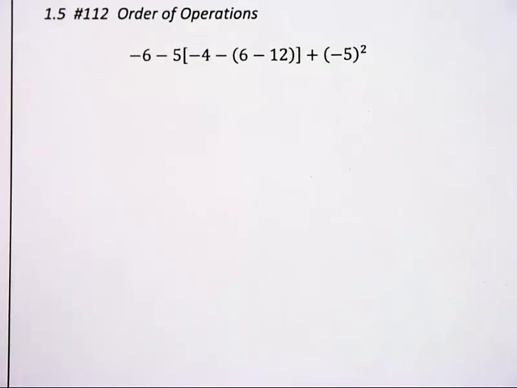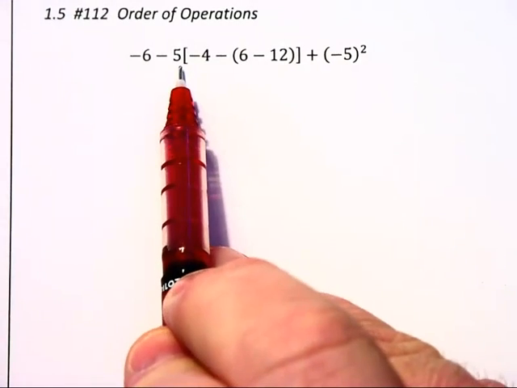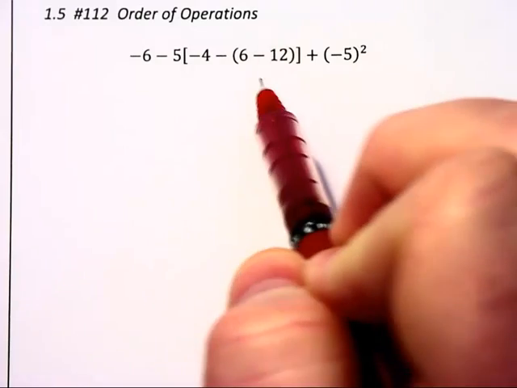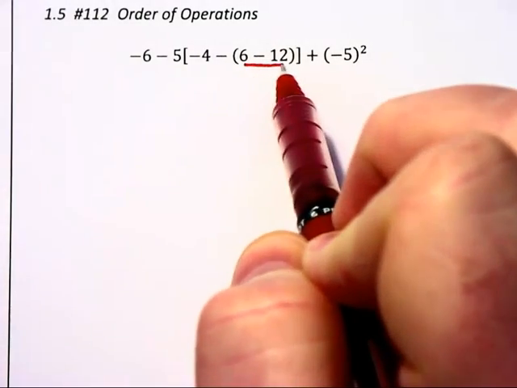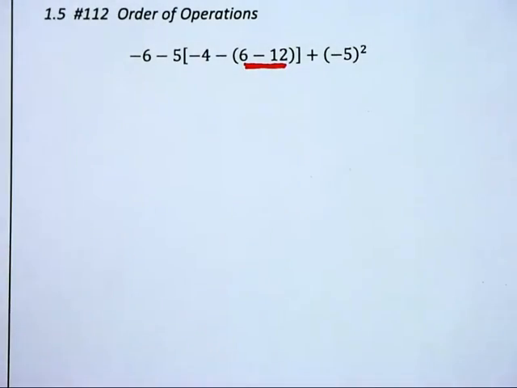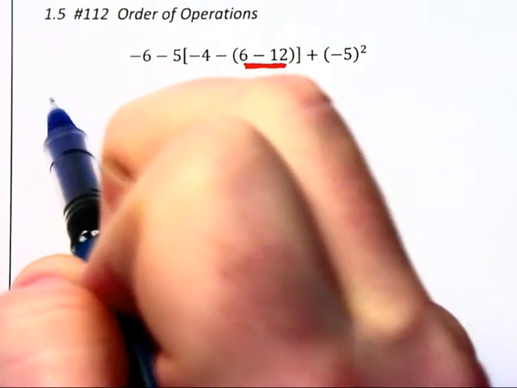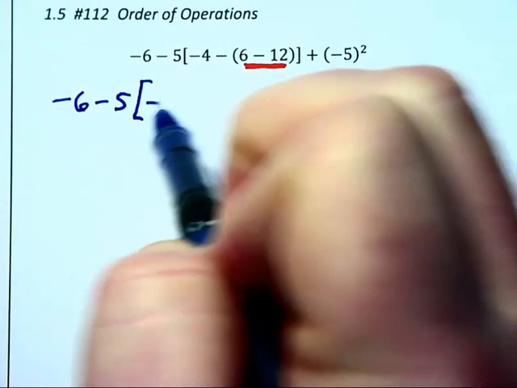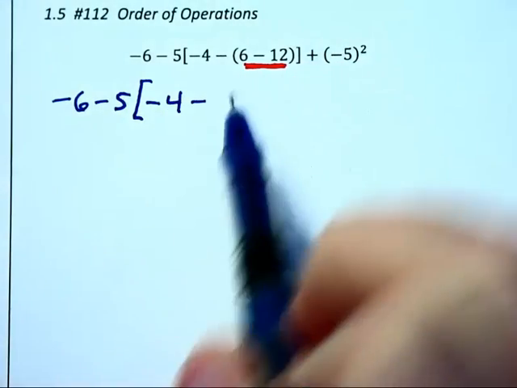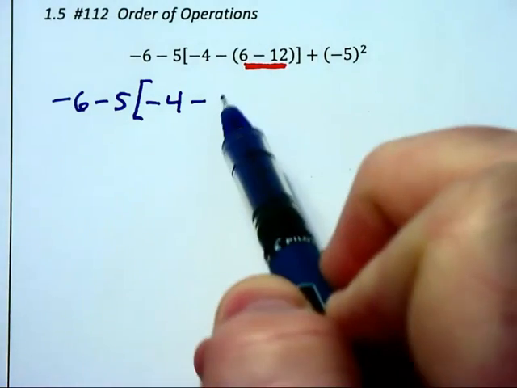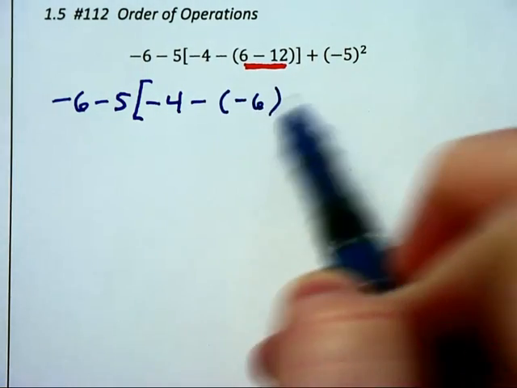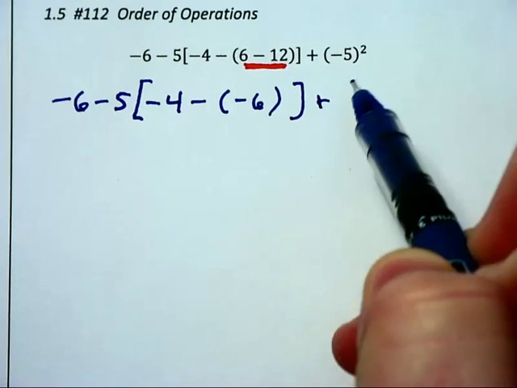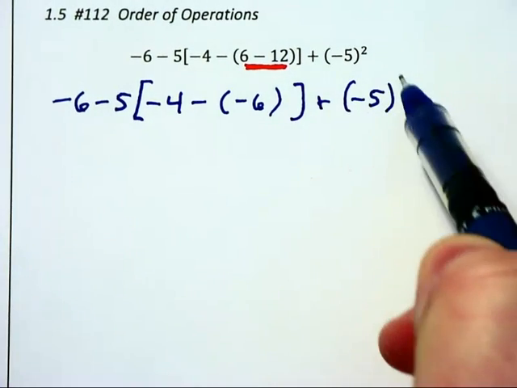Okay, here we have another order of operations problem, and in it we see both a bracket and a parentheses. So we're going to work from the inside out and deal with this 6 minus 12 first. I'm going to rewrite everything outside of the brackets first. Minus, now here we go. 6 minus 12 makes negative 6, and that's what I'm going to bring down to the next line.